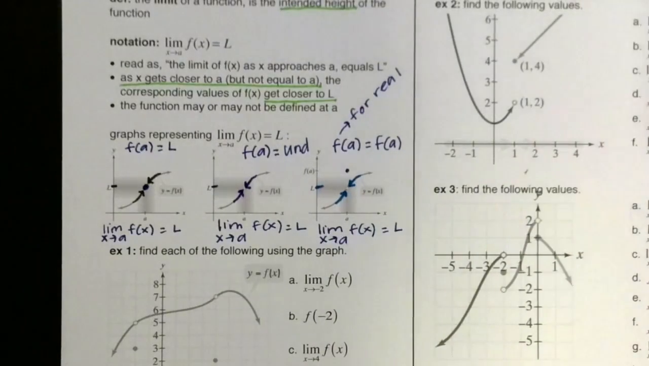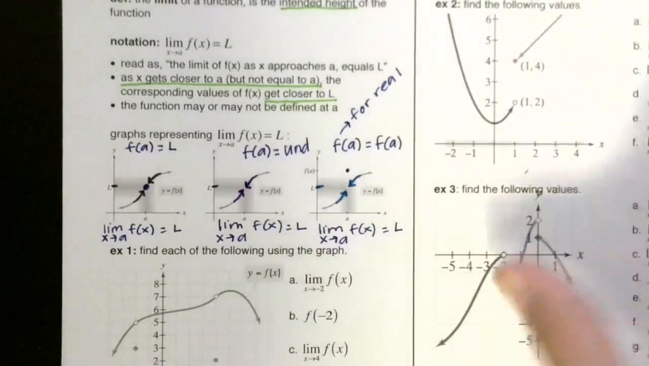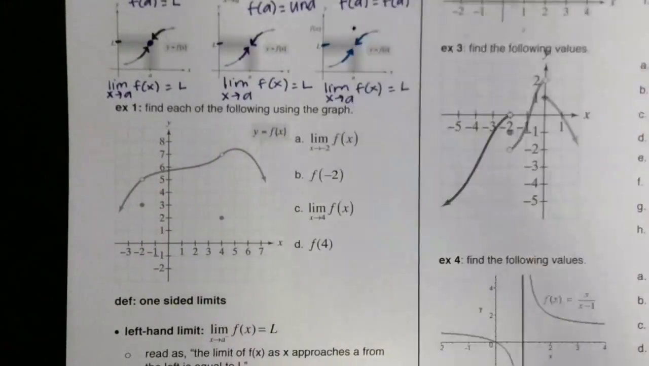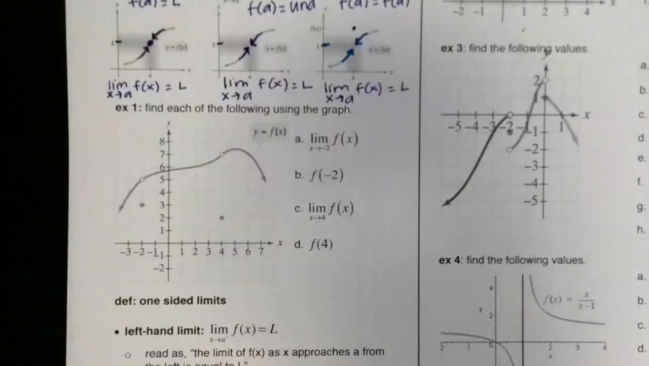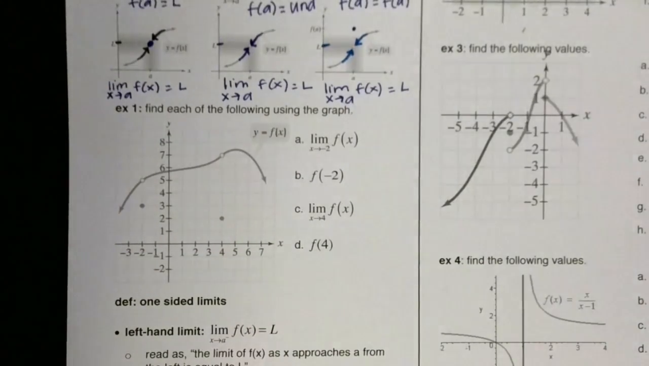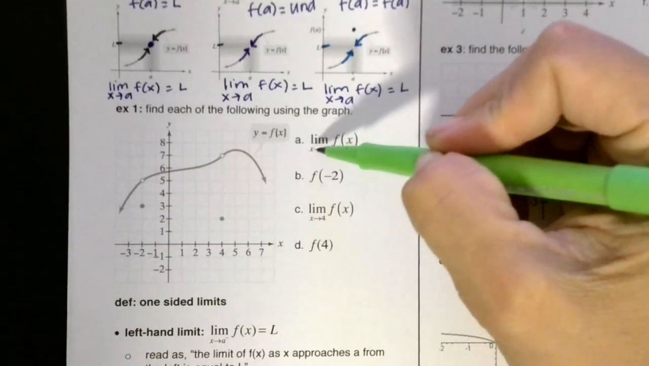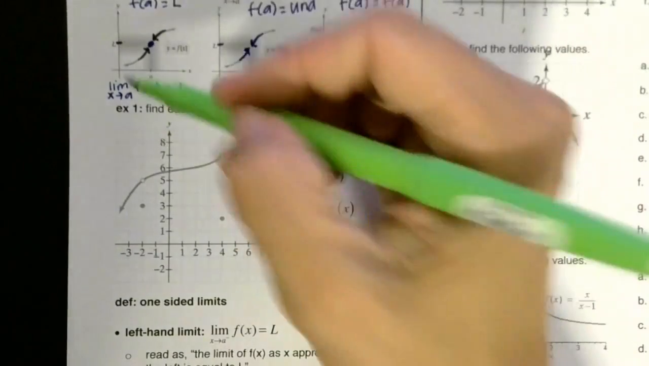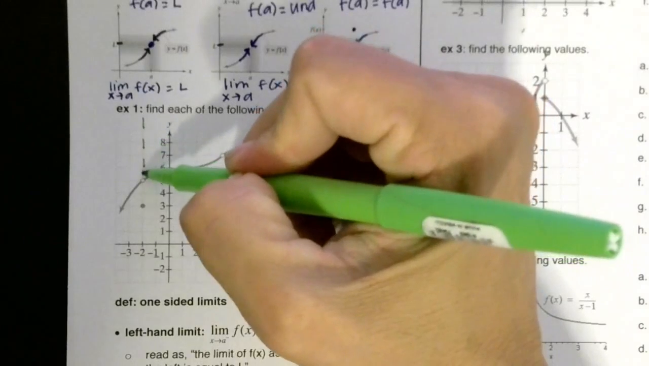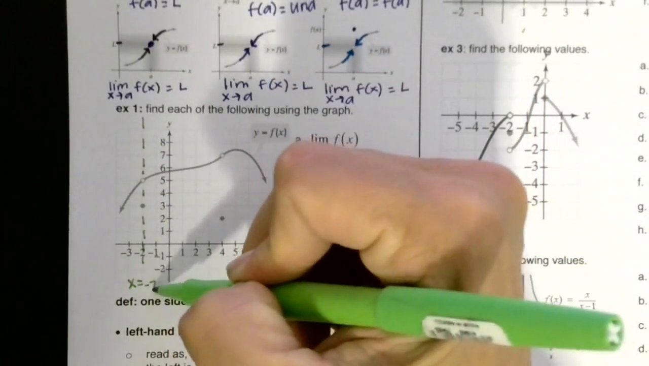Okay, you already watched the diner example, so this is the situation when the diner is no longer there. It caught fire or something, I think the video says. So in this first example, it says find each of the following using the graph. So we have our graph right here, and we want to know the limit as x approaches -2. So here's -2. That's where x equals -2.